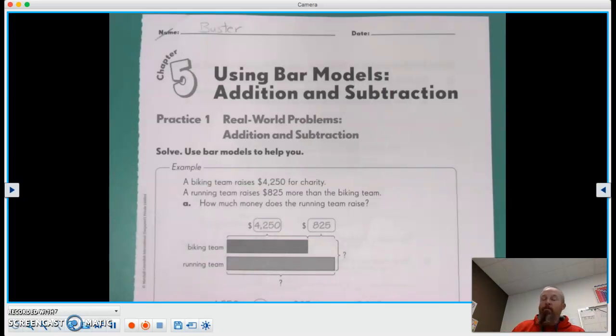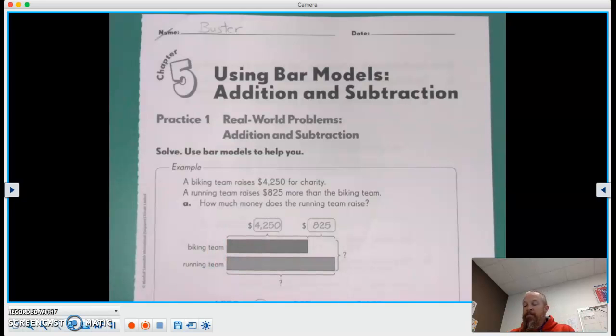All right, boys and girls, welcome to Chapter 5. This is going to be about how to use bar models for addition and subtraction. Bar models are kind of that lead up to algebra later on down the road, and they're so helpful in helping kids in middle school work on their algebra. So let's do this.